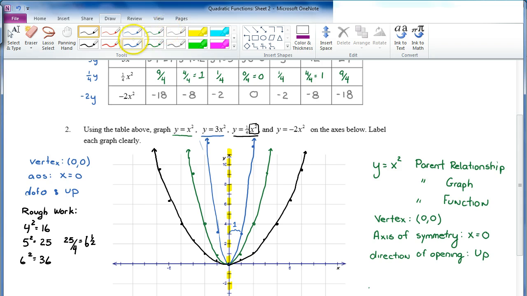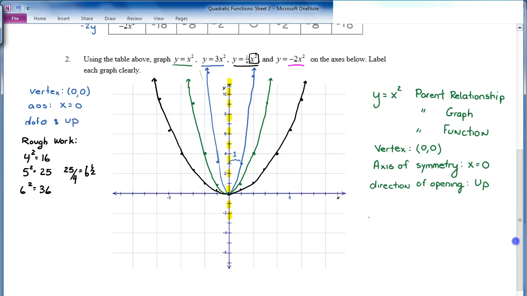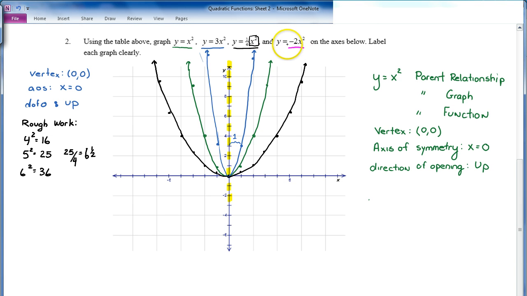All right, let's do this last curve now. Let's do this one in pink. This one can throw students off a little bit because there's a negative here. Well, not to worry. It just means that instead of multiplying the y value by 2, I multiply it by -2. And if you watched our earlier video, you'll recognize that if I have a negative in front of the x squared, that means it's going to change the direction of opening.